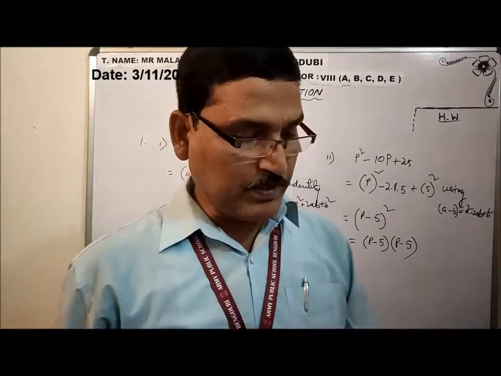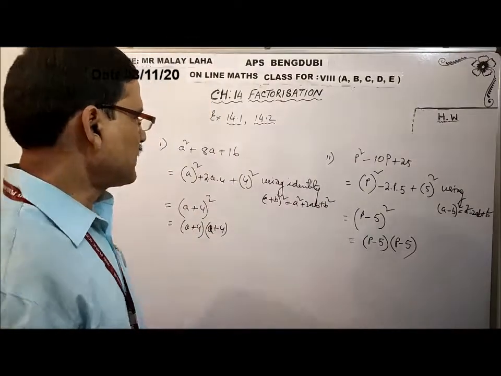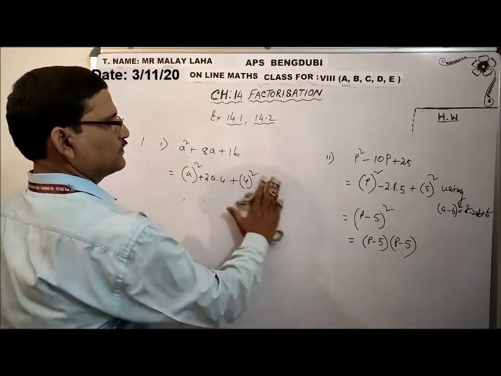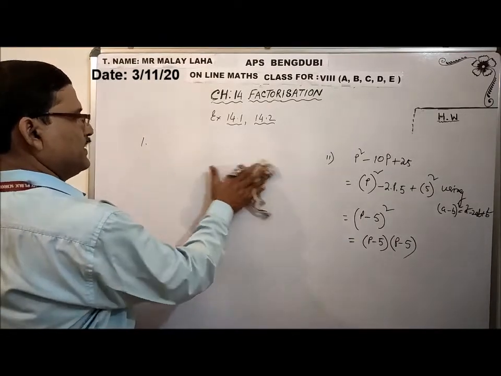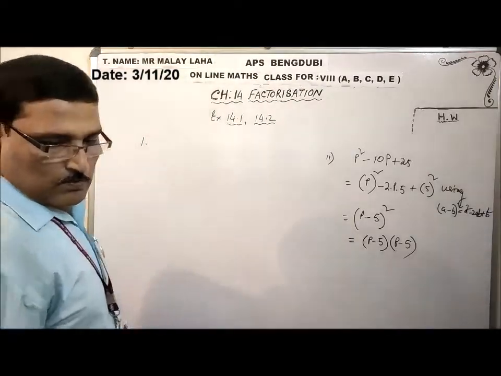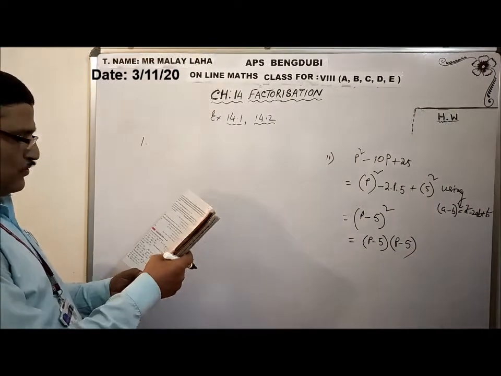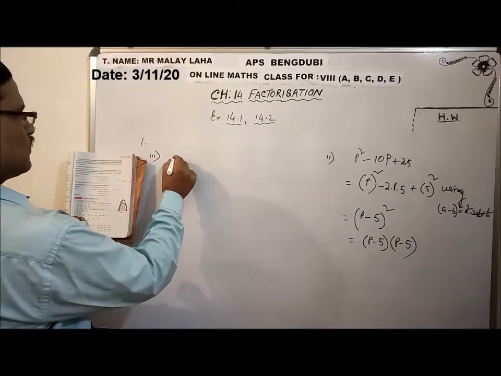This question can be done by the middle term method also, but I will not do it now. Understood? The middle term will come, I will explain it side by side. If you have any problem, you can send a message to me. Sir, I have not understood? Not understood, it should not be. It is a very simple type of calculation.